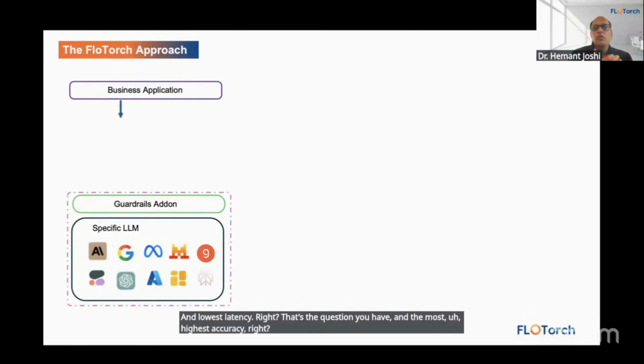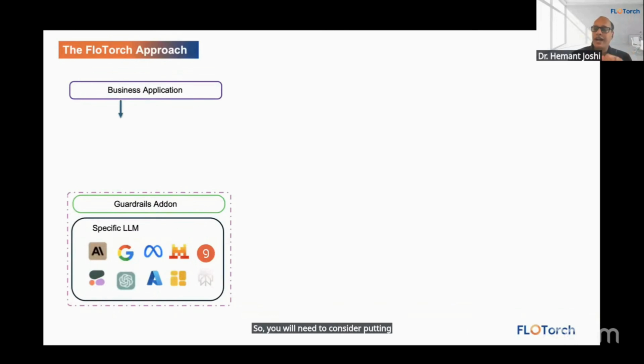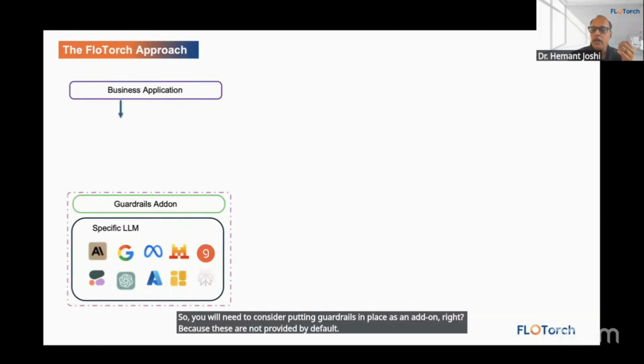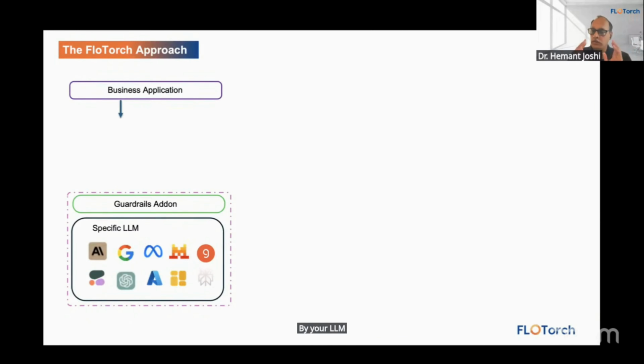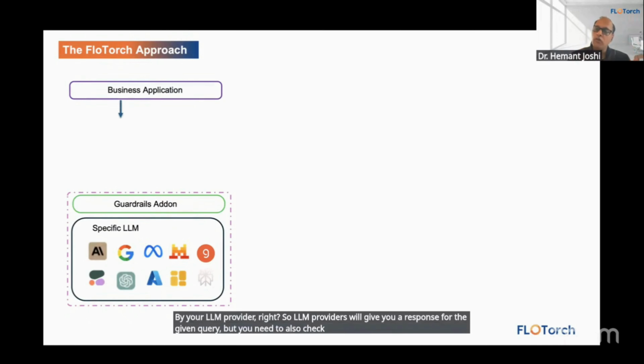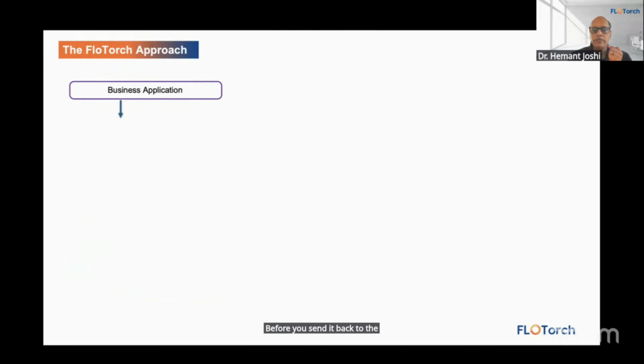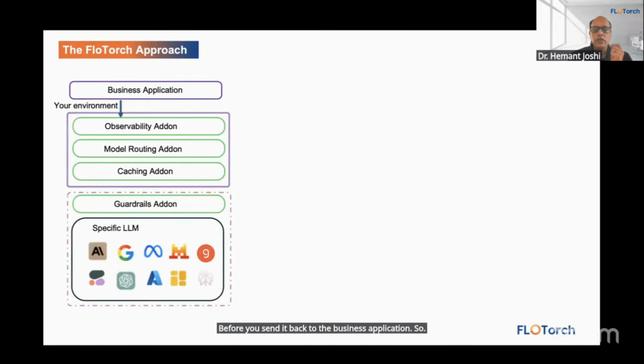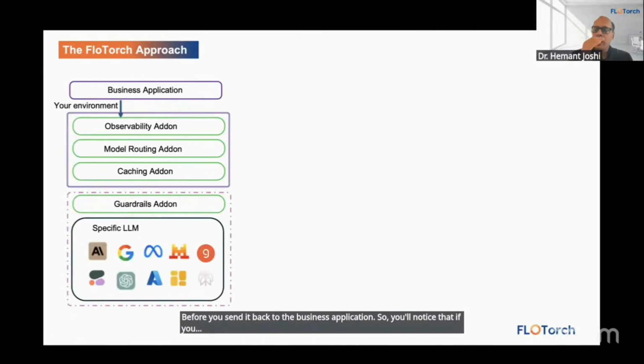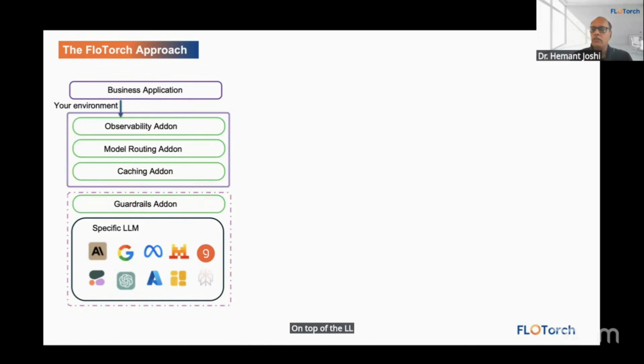So you will need to consider putting guardrails in place as an add-on, right? Because these are not provided by default by your LLM provider. LLM providers will give you a response for the given query, but you need to also check your query before you send it to the LLM and check the response of the LLM before you send it back to the business application. So you will notice that if you add that, you will have a lot of add-ons on top of the LLM service that you're using.